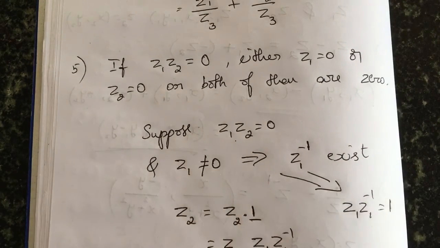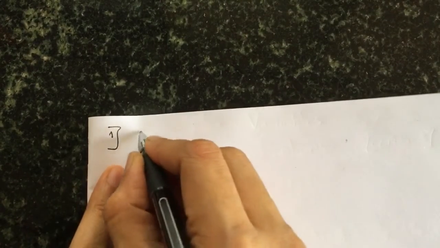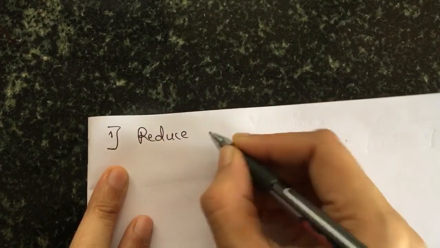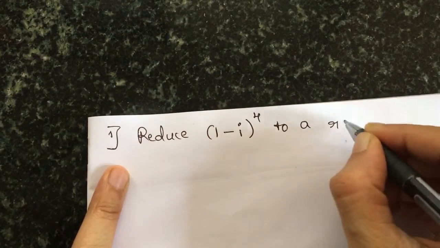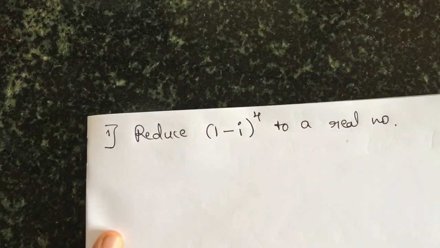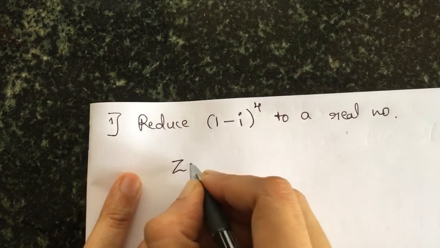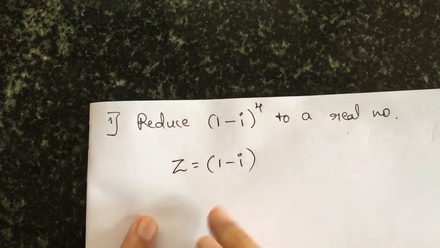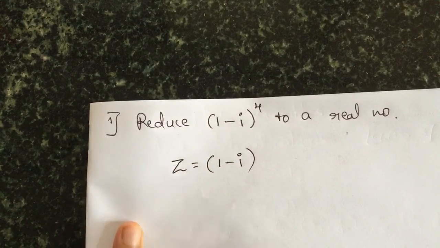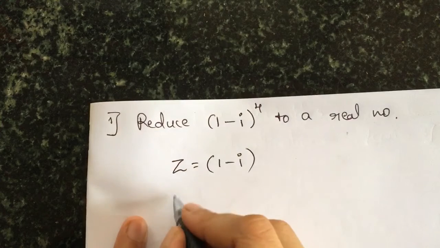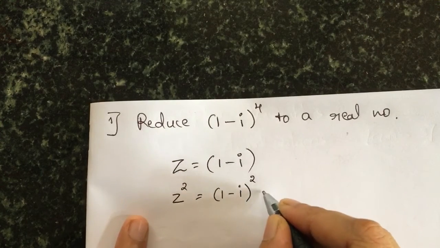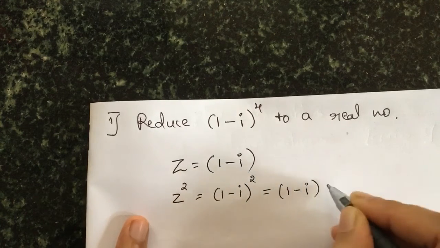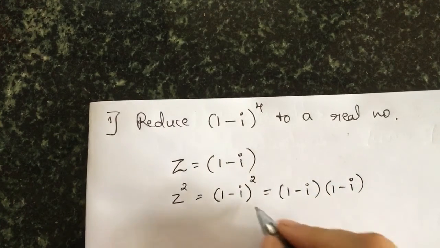Now let us look at a few problems. First problem: reduce the complex number (1 minus i) to the power 4 to a real number. So let me take z equal to 1 minus i. I'm taking this as my complex number. Its power 4 is asked, so if I take z square, then it is (1 minus i) whole square, which is the same as writing (1 minus i) into (1 minus i), right?